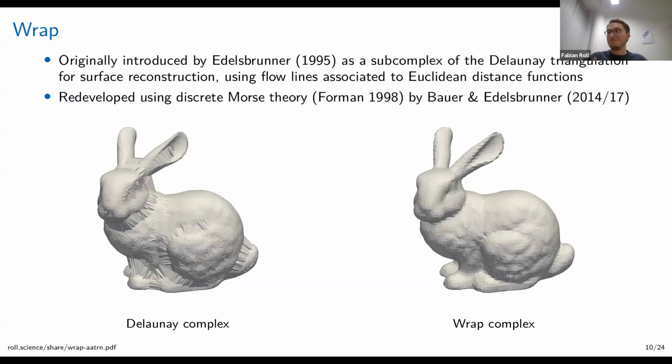So it's not very discrete at first, but later on, it was redeveloped using discrete Morse theory by Bauer and Edelsbrunner. And if you want to see an example, here are two pictures. On the left-hand side is the Delaunay complex of some point cloud for a small parameter choice. And on the right-hand side, you see the corresponding RAP complex for the same parameter choice. And what you should, of course, notice is that the RAP complex does a much better job of reconstructing the shape than the Delaunay complex does. So for example, especially here around the neck, it looks much nicer.